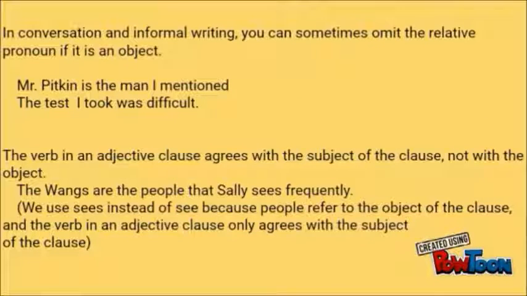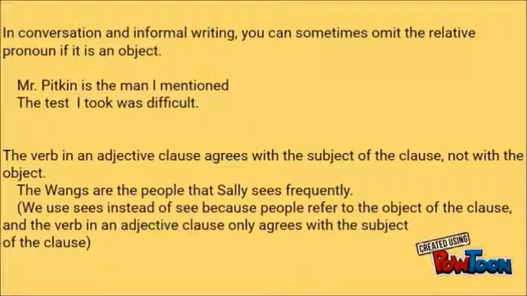In conversation and informal writing, you can sometimes omit the relative pronoun if it is an object. For example, Mr. Pitkin is the man who I mentioned. Who refers to the object of the adjective clause. When the relative pronoun is an object, we can eliminate it in informal writing and conversation. The other example will be, the test I took was difficult.